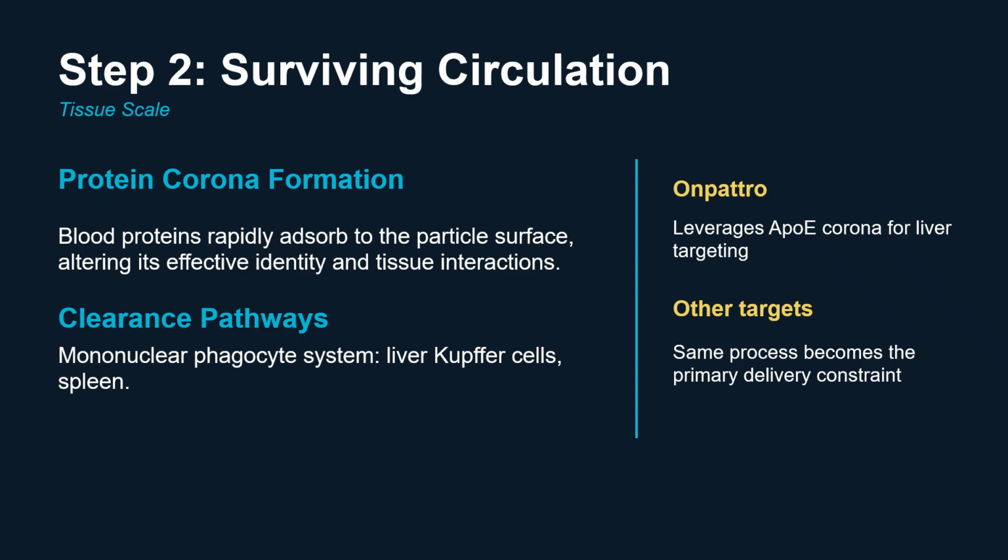PEG plays a central role here. PEG helps the particles survive in the bloodstream, but too much of it makes it harder for the particle to interact with cell membranes and enter target cells. So, circulation is always a trade off between staying in the blood and being able to deliver cargo to the right cells.